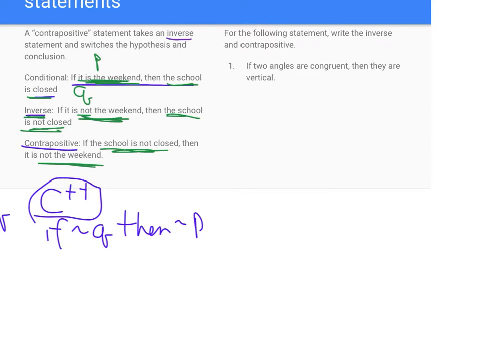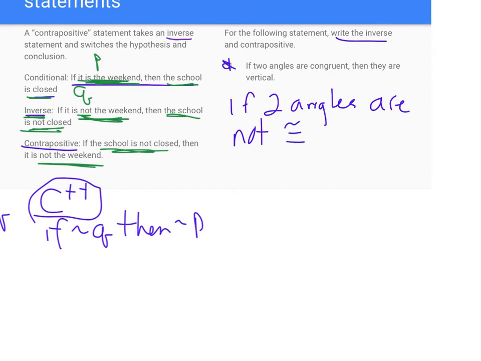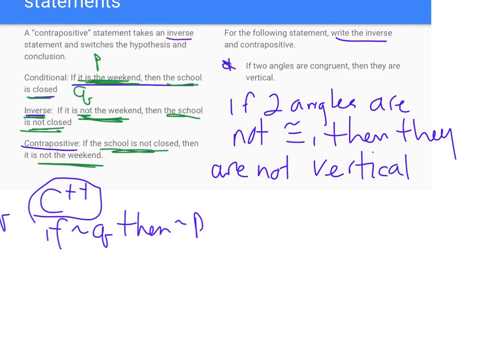Two angles are vertical. If two angles are congruent, then they are vertical. The inverse, if two angles, so instead of are congruent, they would say are not congruent, then they are not vertical. Okay, this would be my inverse. Two angles are not congruent, then they are not vertical.